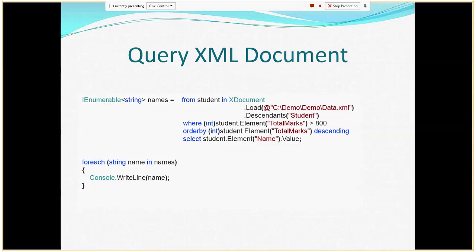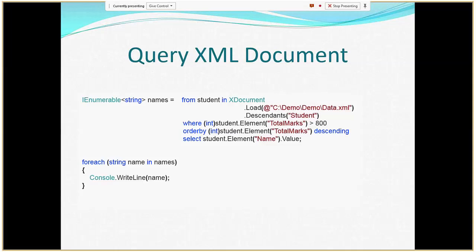For that, what we do is: from student in XDocument.Load, and we give the location of our XML document. So from here we load our data source. From is always connected directly to our data source. Then we get the descendants of student. You can assume that it is returning a list of students. Then we give our where clause, which identifies the conditions on which you want to get the result.